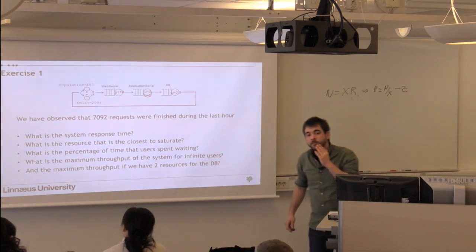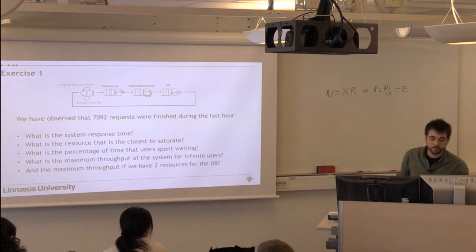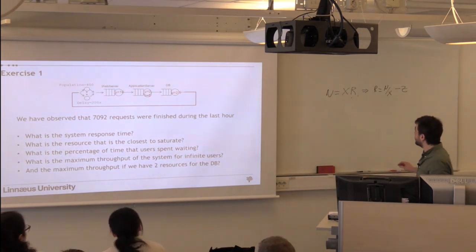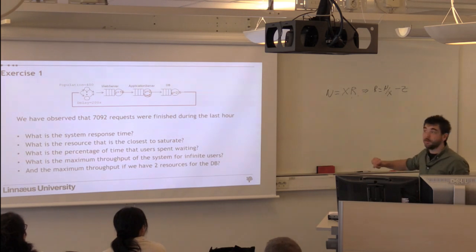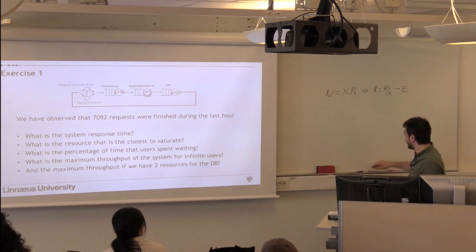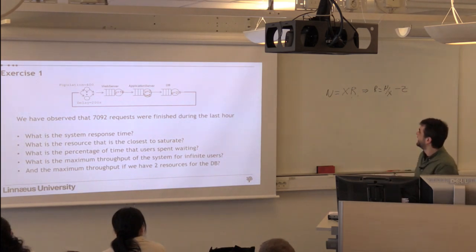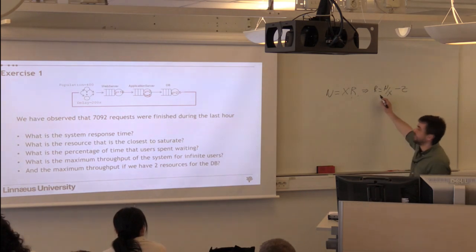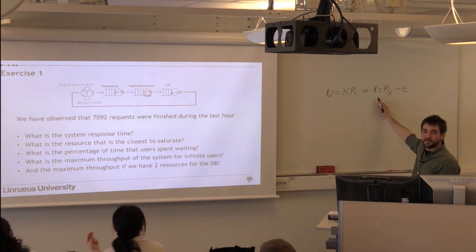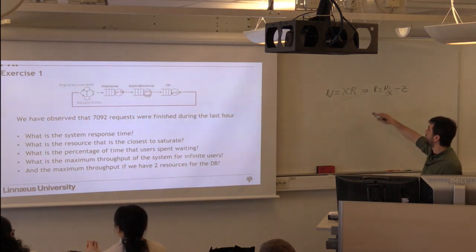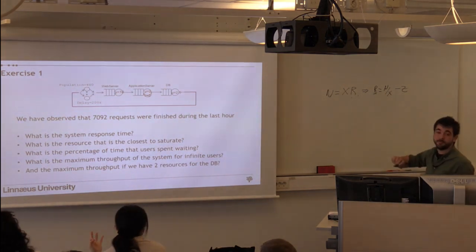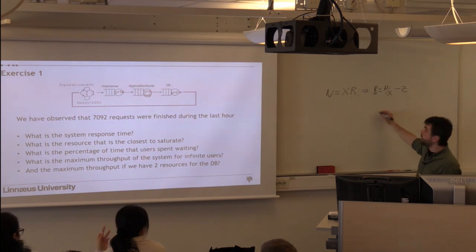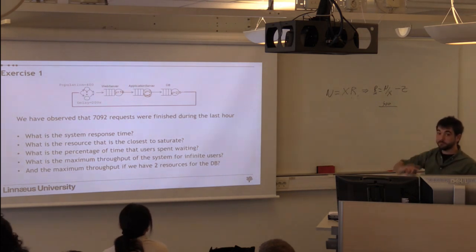Maybe 2 seconds. Well, it's 3 and something, but let's use the formula. Interactive system. So we have user think time, and it's a closed workload. So we want to compute the response time. We know the number of users, 400. We know the throughput.